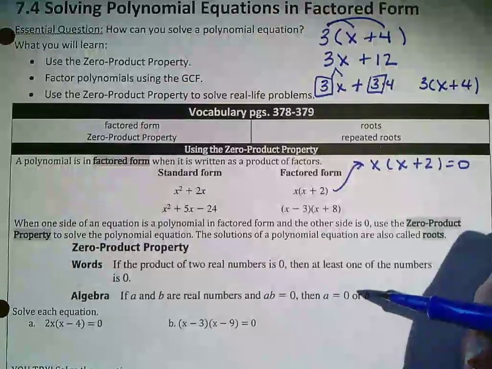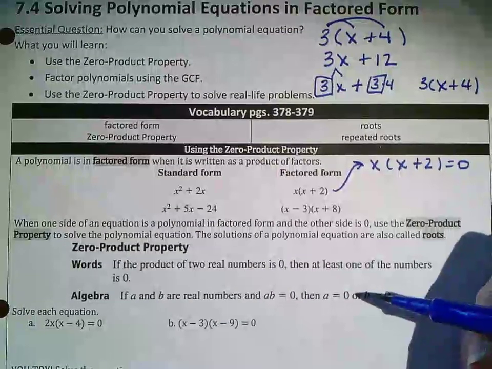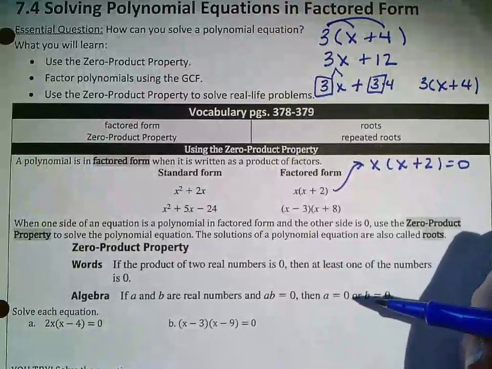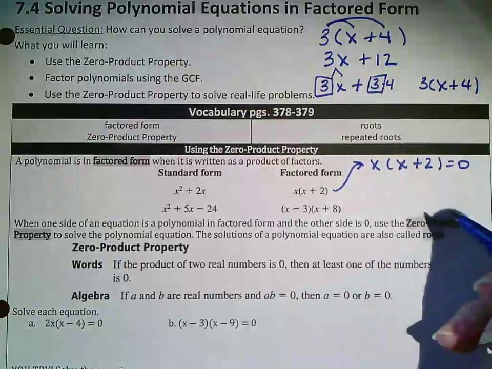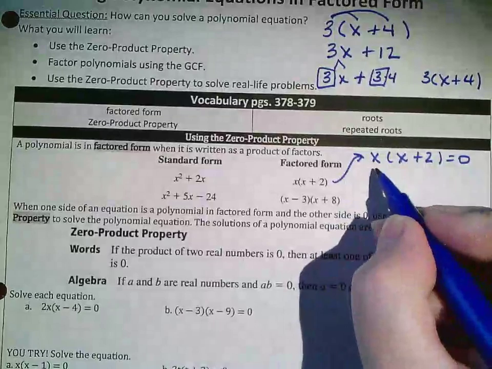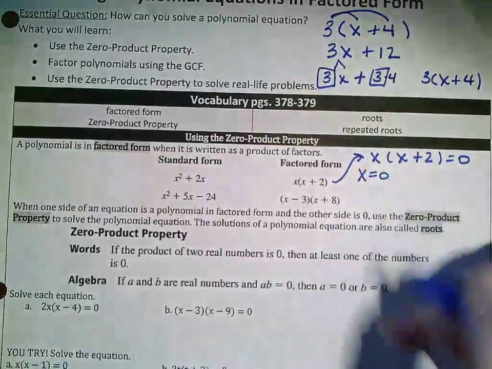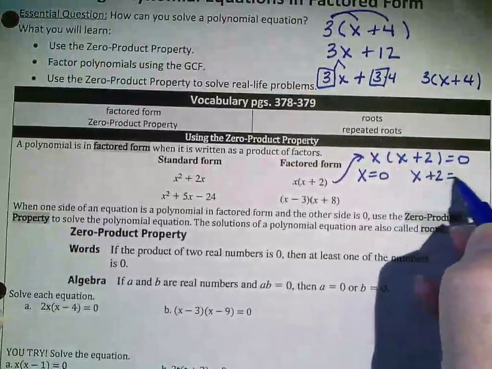5 times 0 is 0. 0 times 0 is 0. 1 times 0 is 0. They're all times 0, so therefore one of these has to be 0 or both. So I'm going to split this apart because I know that I have that as a possibility to be 0, and this is my other possibility to be 0.